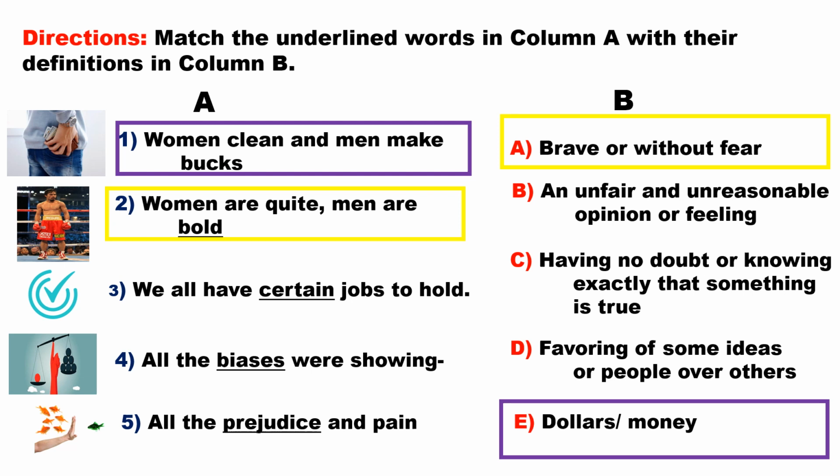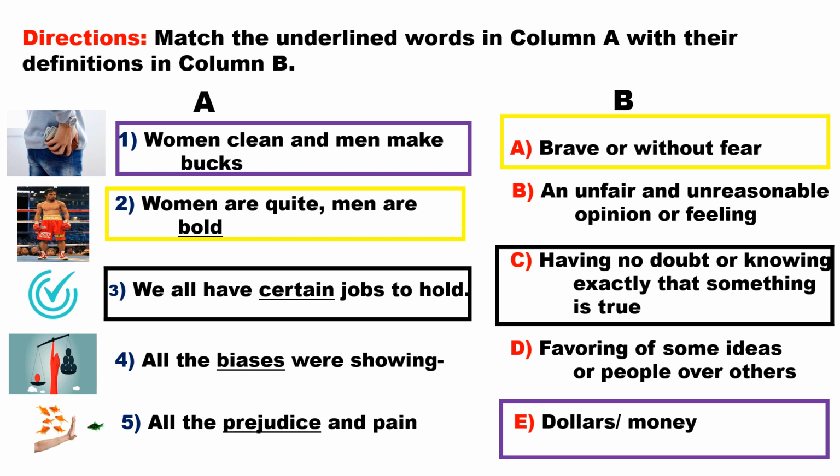Number 3, we all have certain jobs to hold. What do you mean by certain? The correct answer is having no doubt or knowing exactly that something is true. So you have no doubt. Look at the picture. It's correct. You have no doubt.